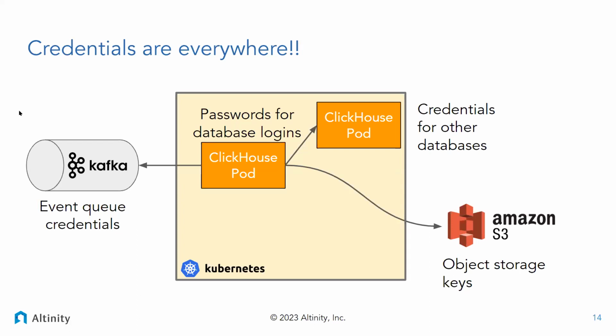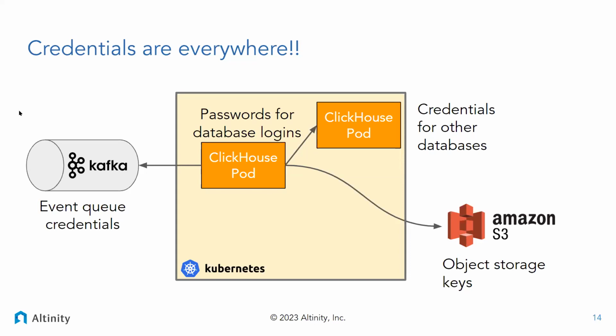We will start with just a simple example of ClickHouse running in Kubernetes, and it might be talking to Kafka because it might be reading events off an event queue. So we're reading from a Kafka topic, so we're going to need credentials to get to that. Maybe we're using the Kafka table engine. We might be talking to other databases because we might be doing distributed queries. We've already talked about that a bit.